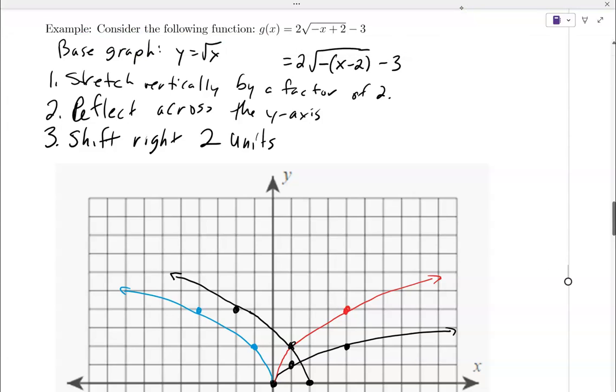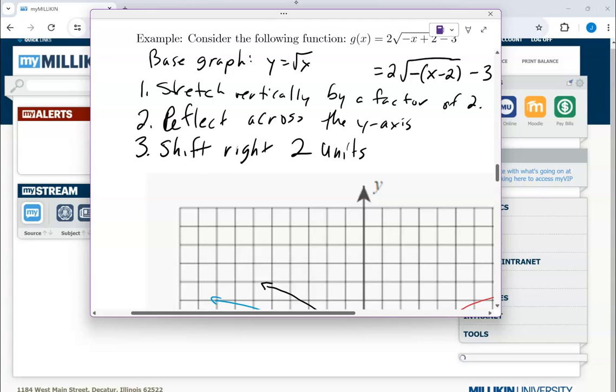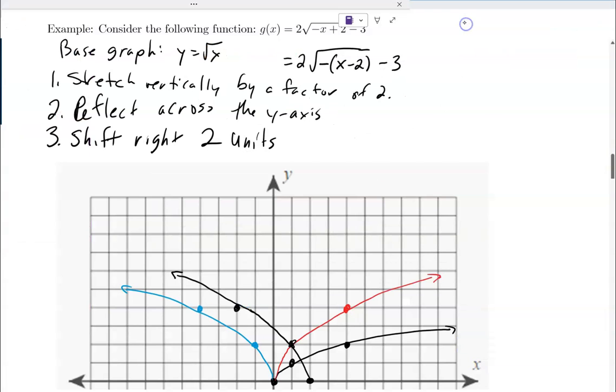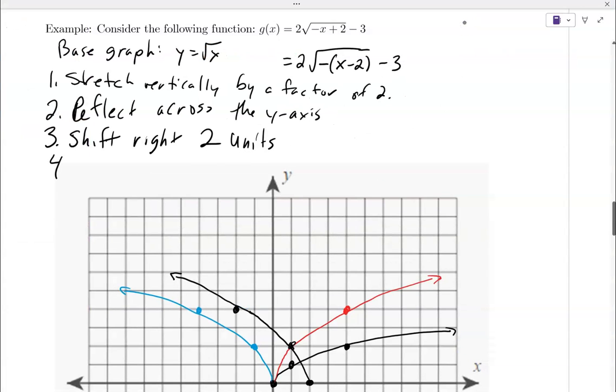All right. Finally, the last thing we do. What's the last thing we notice on this function? The minus 3 here. Minus 3 tells you, is it going to affect the x's or the y's? The y's, and it's going to go down 3. Good.